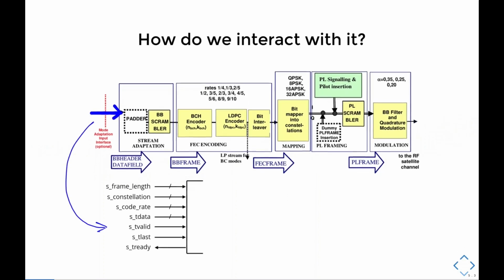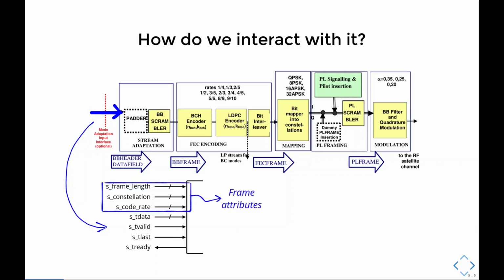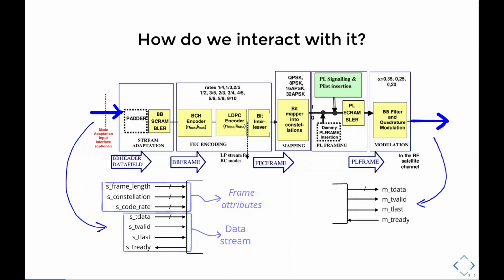The input stream interface carries the configuration for the frame. We have frame length, constellation, and code rate. These 3 make up what I call frame attributes, and they define how the frame should be processed. The remaining parts make up a regular AXI Stream. Okay. The output interface is very similar, but without the frame-based parts. At this point, the data has been modulated, so it's going to have I and Q components essentially.